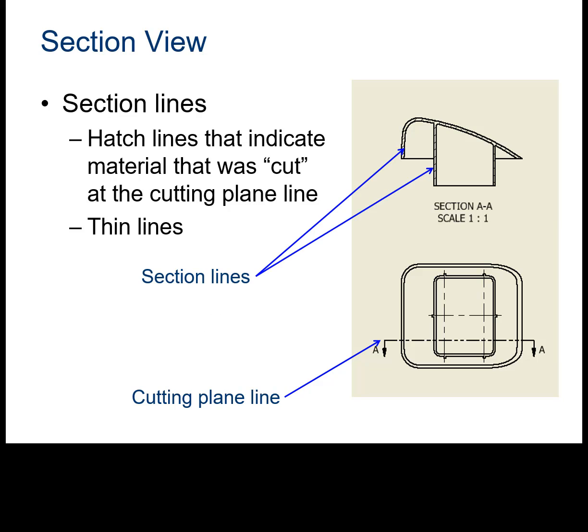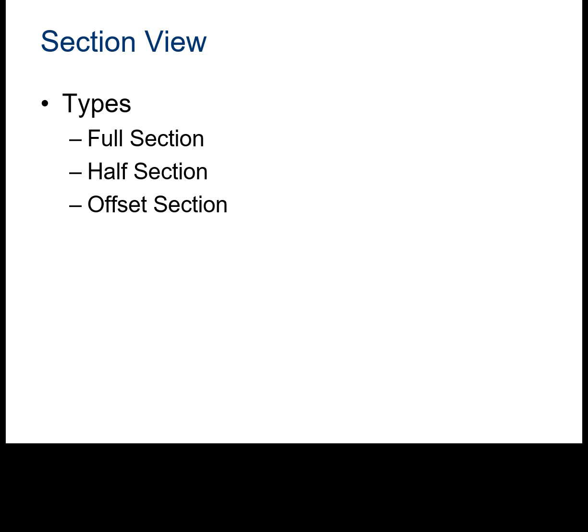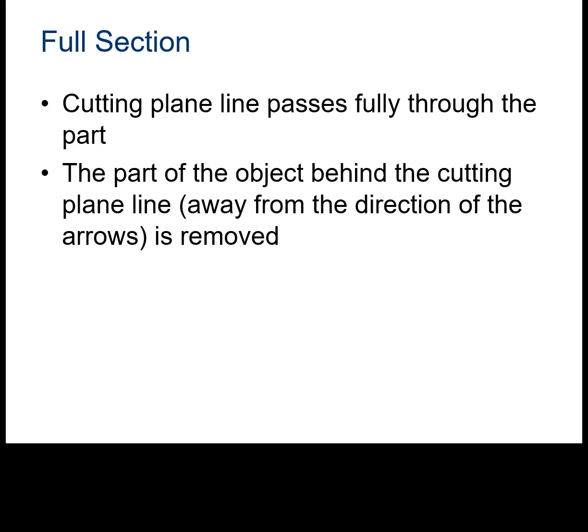Okay, so there's our cutting plane, and there are section lines, and as I indicated, the hashed lines are showing that it has been cut along there, and then here's our cutting plane. There are several types of section views. So we have a full, half, and offset section. What we were just looking at was a full section. In a full section, the cutting plane passes the entire way through the object, and we are going to be seeing one half of the object remaining.